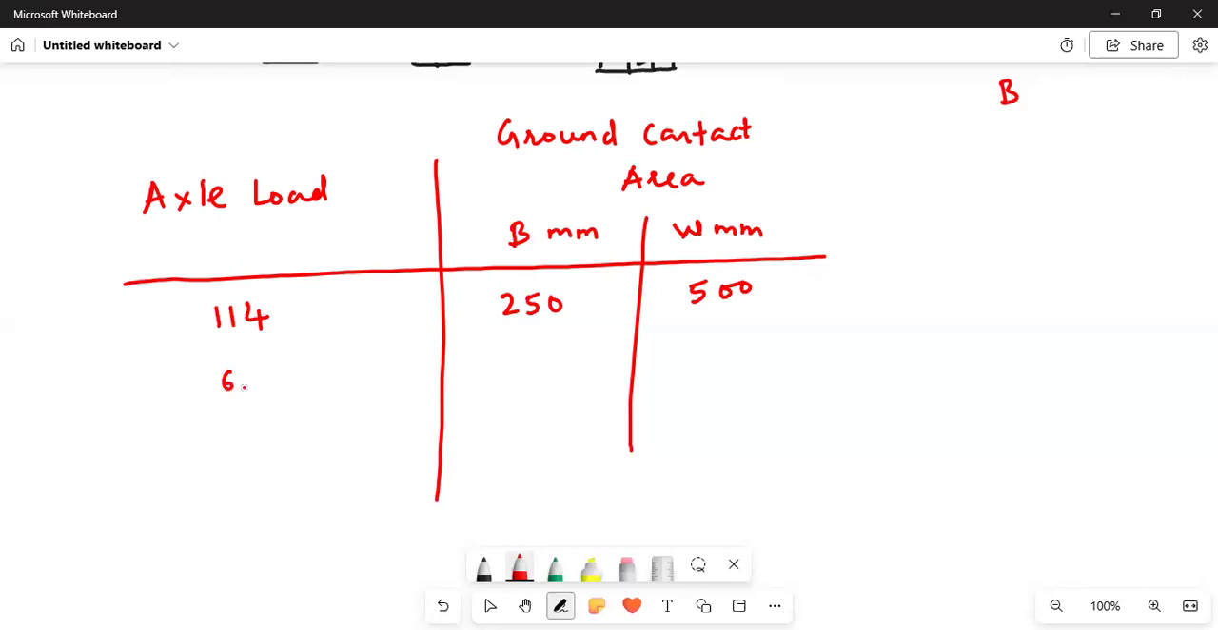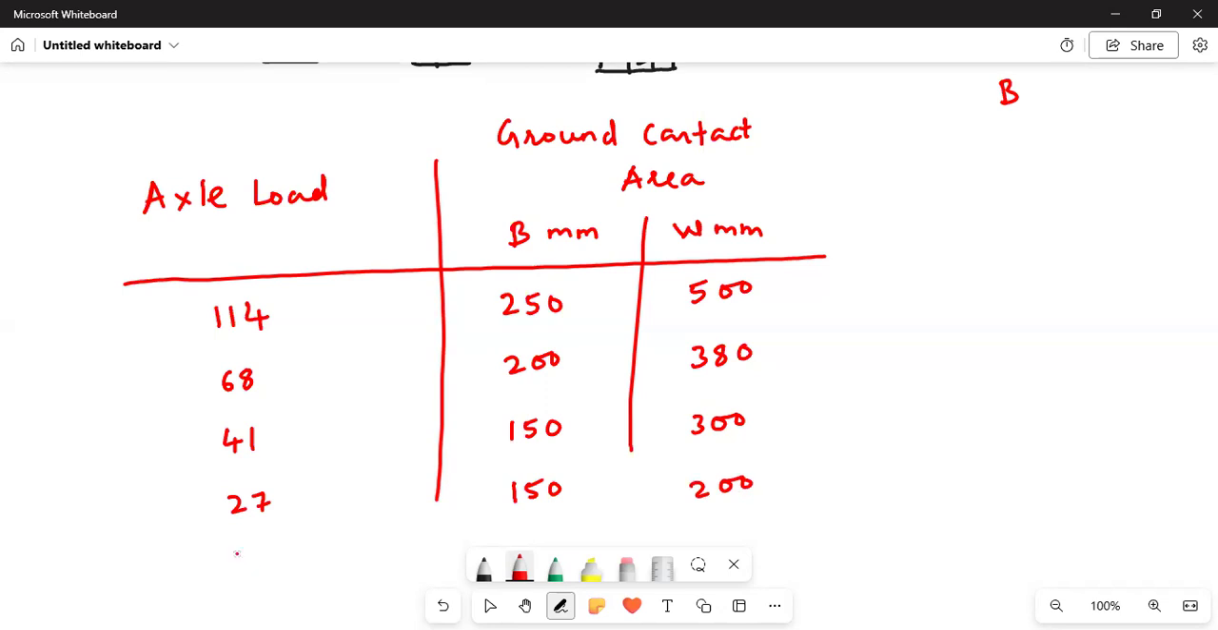For 68, this is 200 mm and this is 380 mm. For 41, this is 150 mm and this is 300 mm. For 27, this is 150 mm and this is 200 mm.